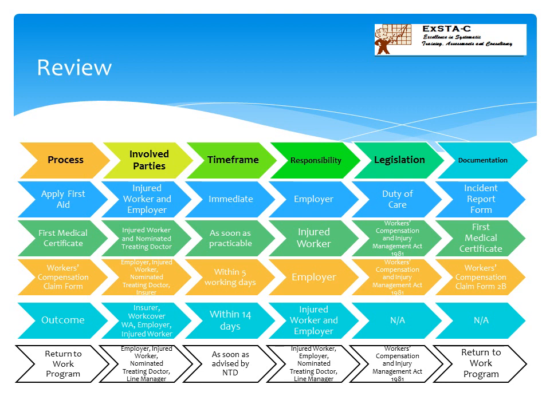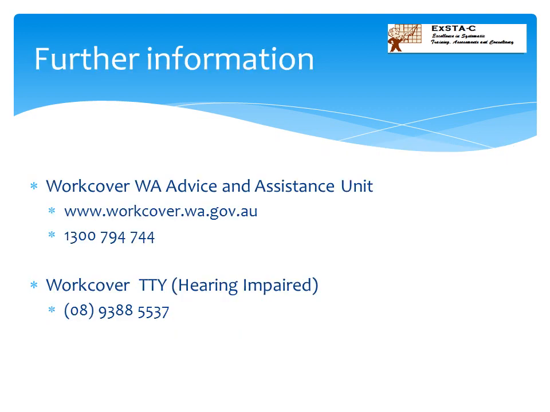The Return to Work program is to be closely monitored and amended if the injured employee is observed having difficulty adhering to the program or as required by the stipulations and medical classification on the Progress Medical Certificate. Further information can be obtained through WorkCover WA Advice and Assistance Unit at www.workcover.wa.gov.au or by phoning 1300 794 744. WorkCover also have a phone number for the hearing impaired, 9388 5537.